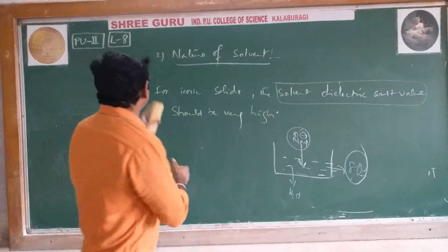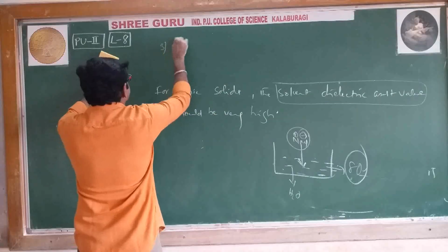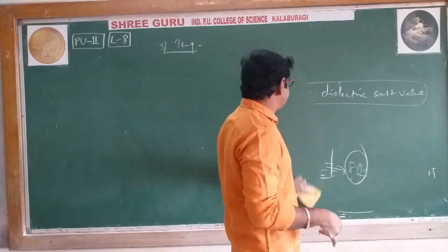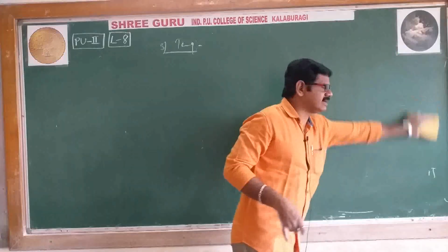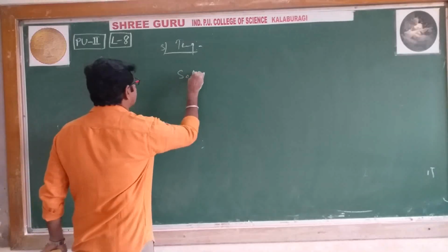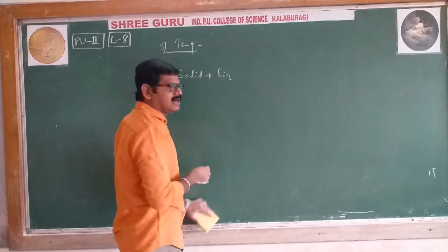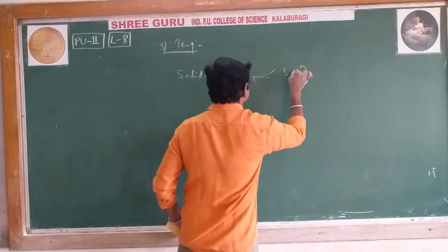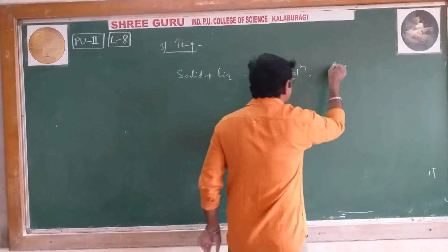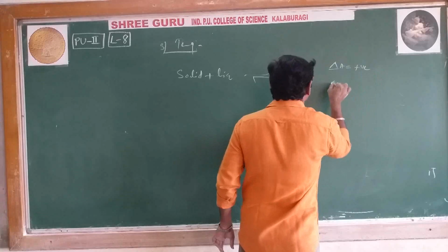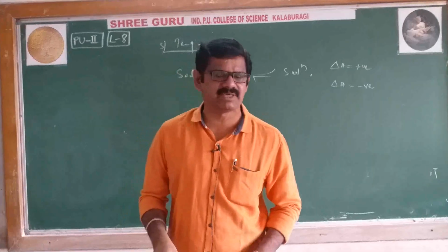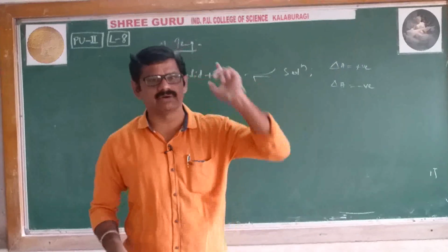Right. Then we'll go to temperature, the third point. How does temperature influence the solubility of a solid solute in a liquid solvent? Here, solid plus solvent gives a solution. Two things can happen: delta H can be positive or delta H can be negative. It depends on hydration enthalpy as well as lattice enthalpy, as I have just explained.